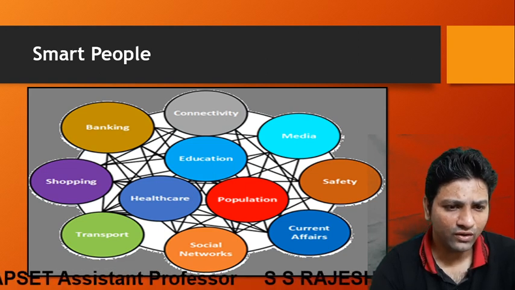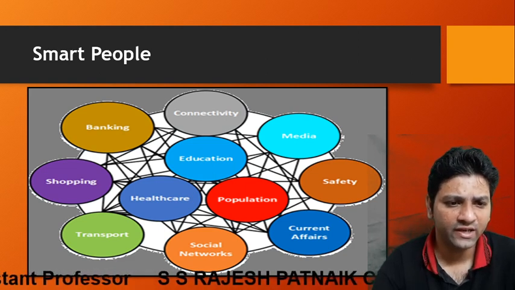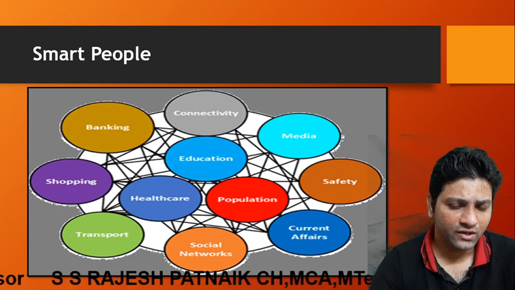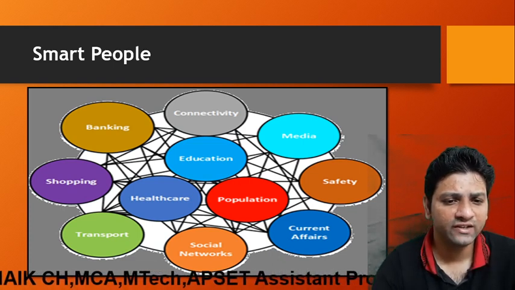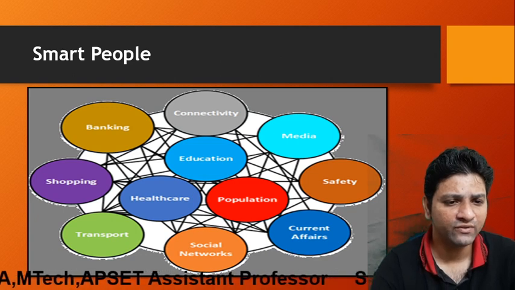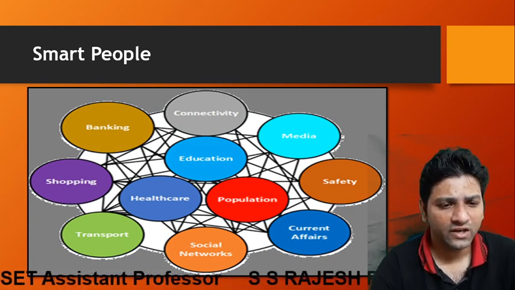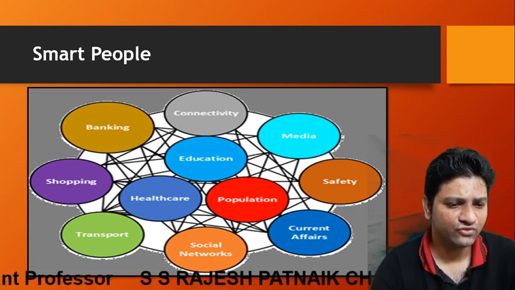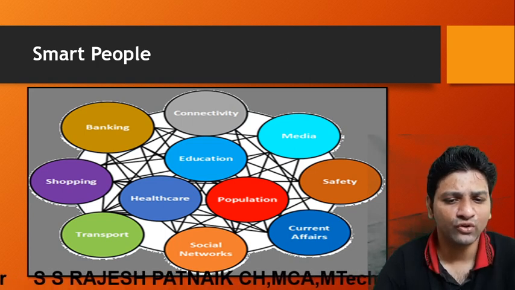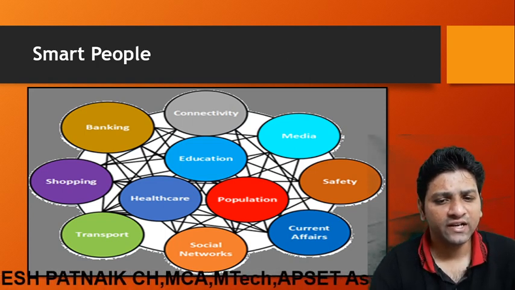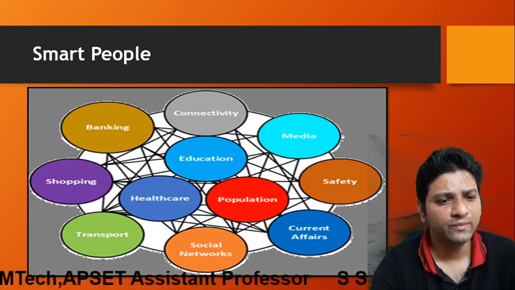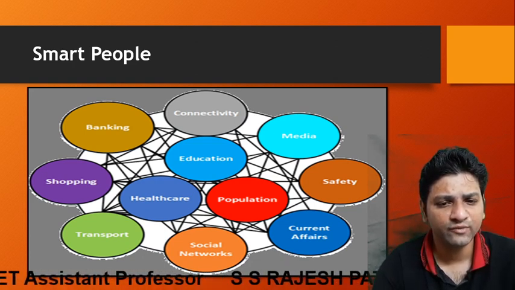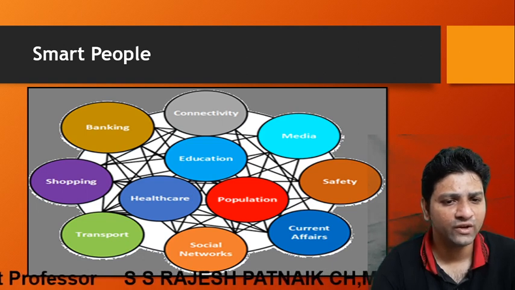So all the people have different types of modules that are connected at a single point, or single IoT devices they want to use, like banking, shopping, transport, social networks, current affairs, safety, media, and all these things will have different types of apps that are there nowadays.